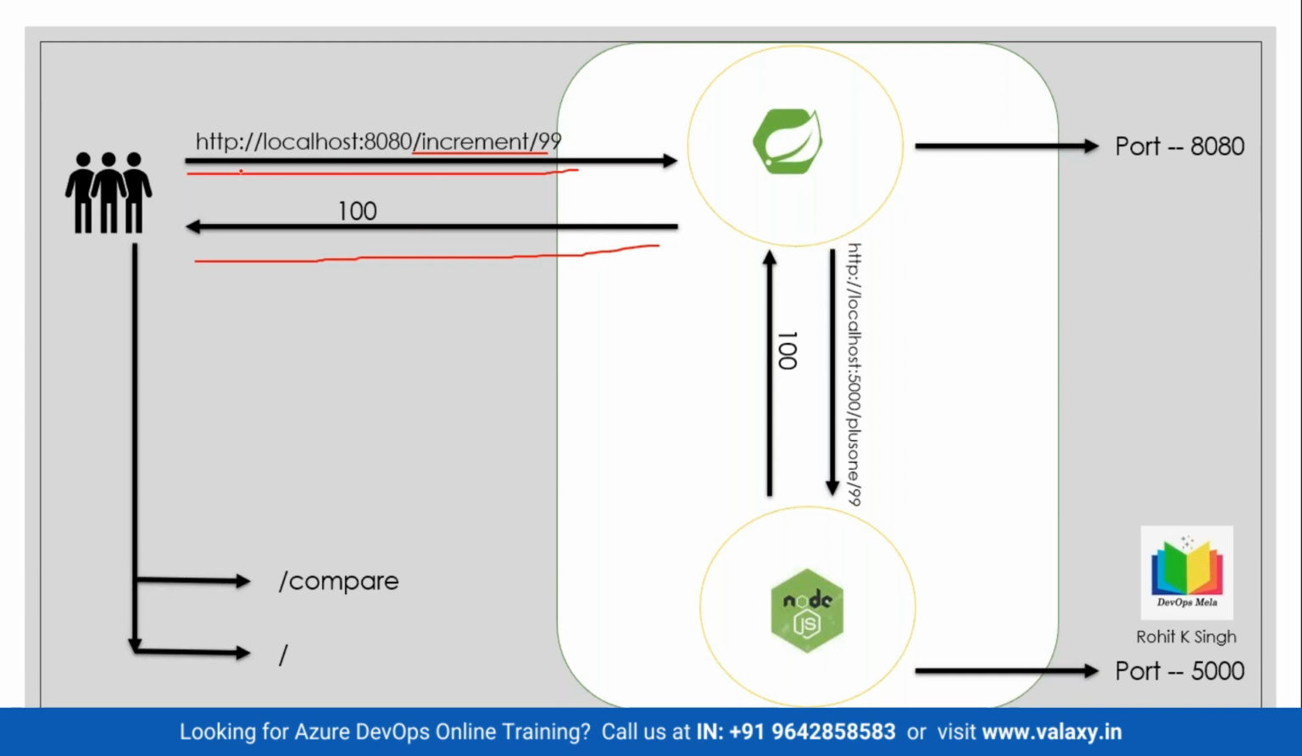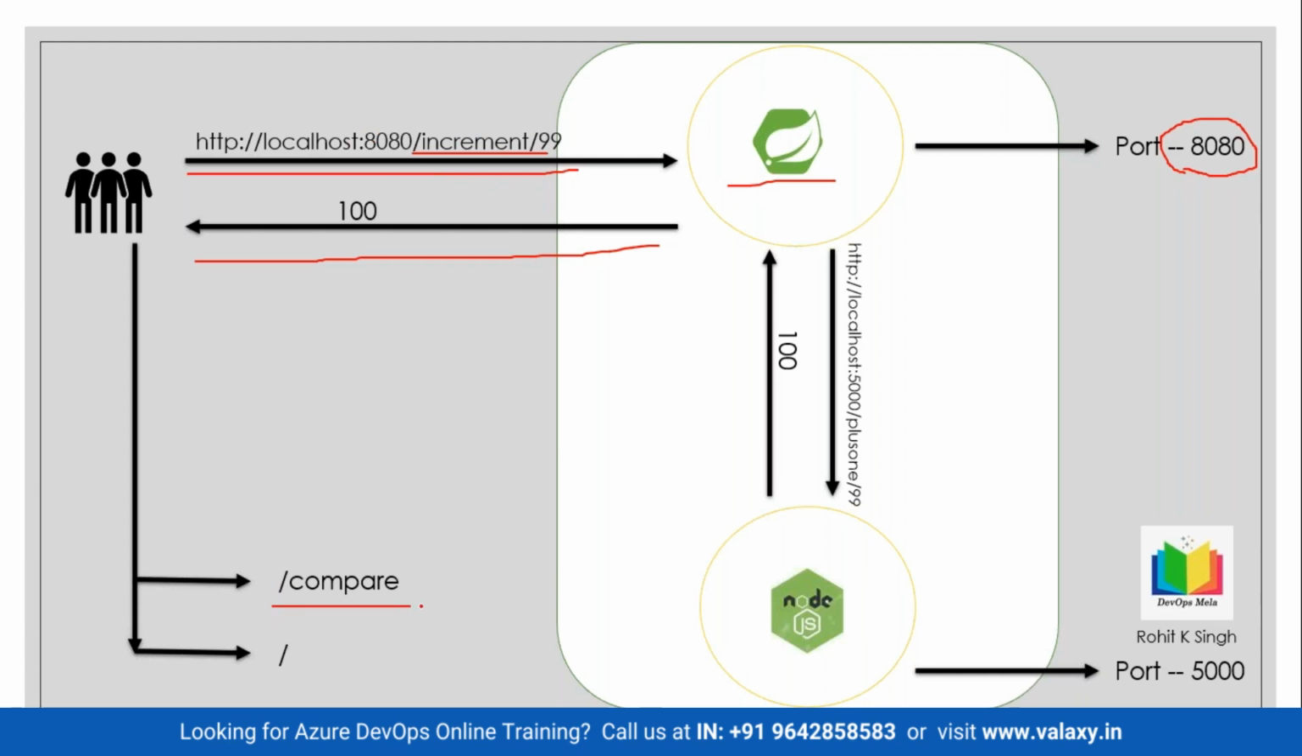This is my Spring Boot application, and it works on port 8080. When I run this command, the application runs on port 8080, and if I try to do an increment, I'll get the number 100 back. That is one module.